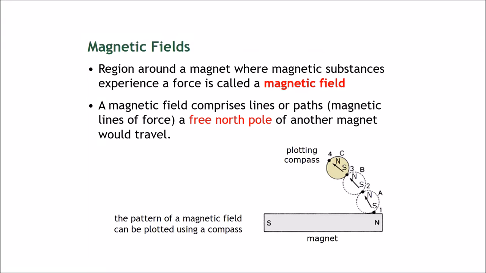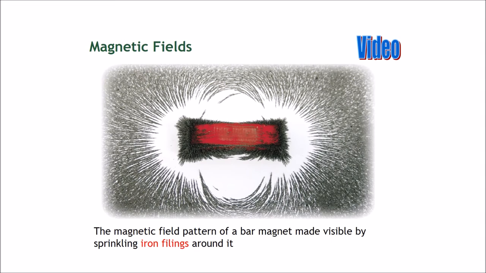The region around a magnet where a magnetic substance experiences a force is called a magnetic field. A magnetic field comprises lines of paths a free north pole of another magnet would travel. The pattern of a magnetic field can be plotted using a compass. You can actually plot magnetic fields using iron filings.